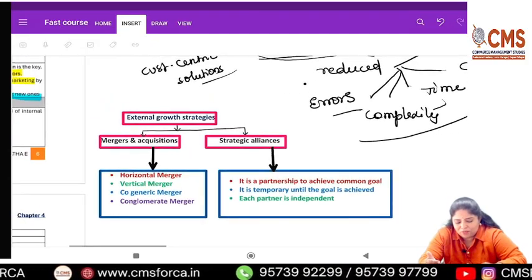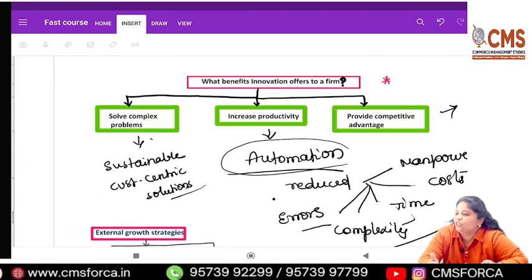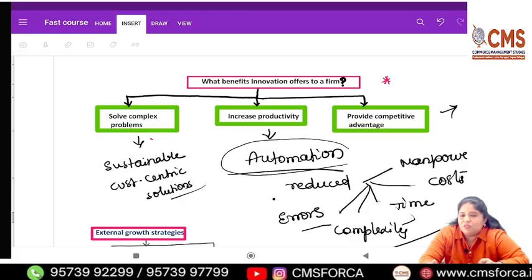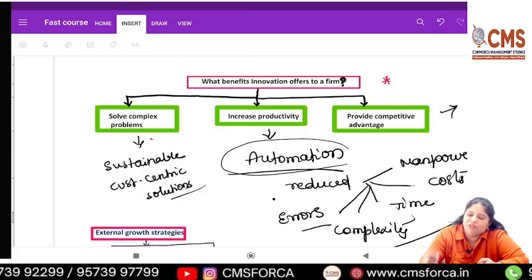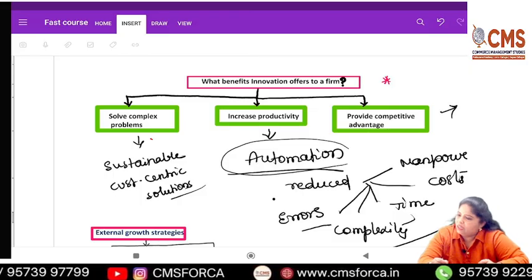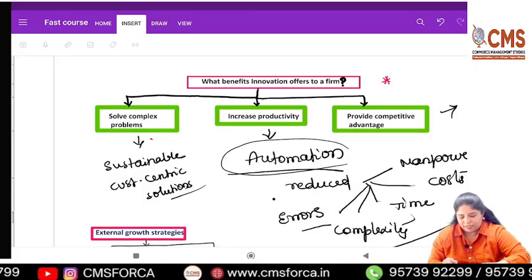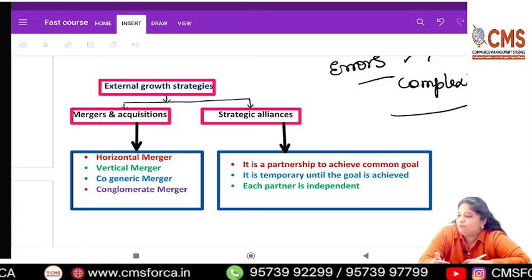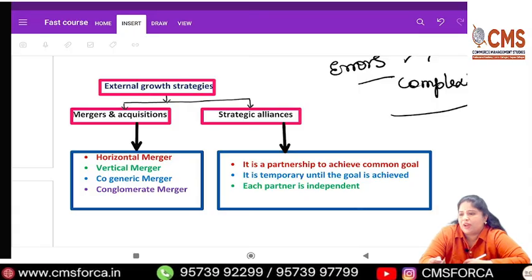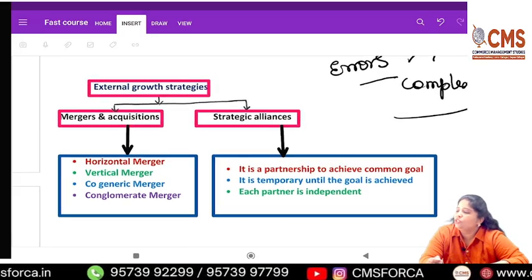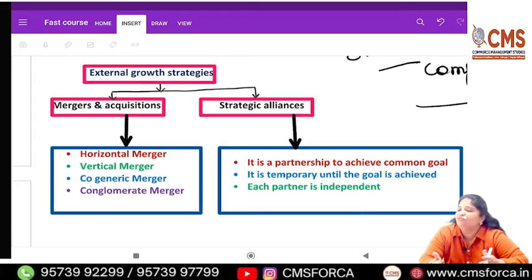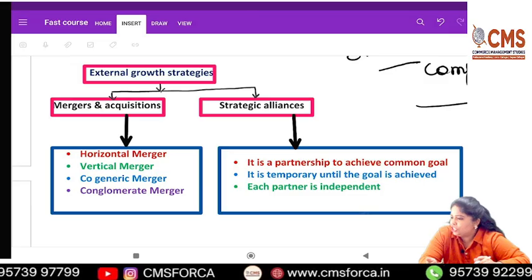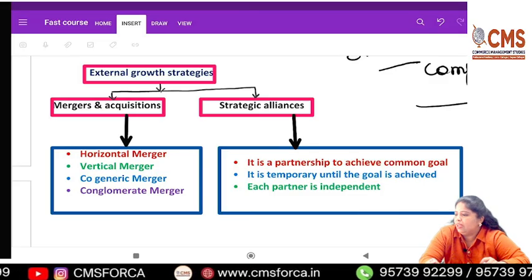I think we have covered all internal growth strategies yesterday, where we discussed intensification and diversification, and we haven't even covered all the different types of diversification. And in today's class, let's start our session with all the different types of external growth strategies. External growth strategies come basically in three modes: one is a merger, acquisition, and a strategic alliance.